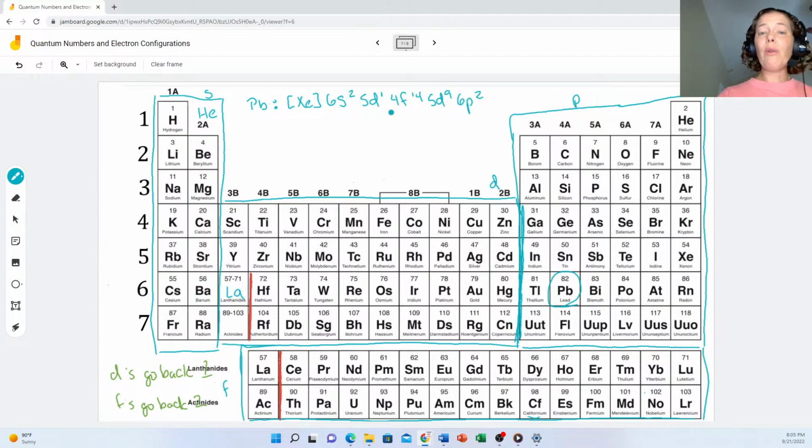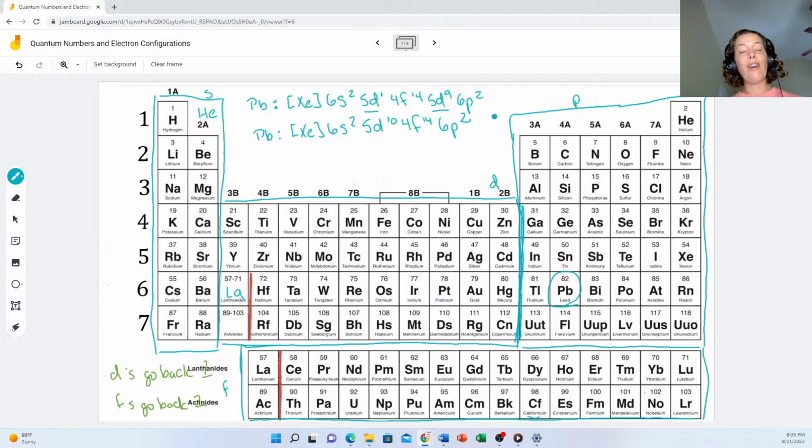But before we go, let's go ahead and combine our D's here. So for lead, we've used xenon as our shortcut, and that's 6s2, 5d1, and 9 is 10, 4f14, and 6p2. And that is our electron configuration for lead.